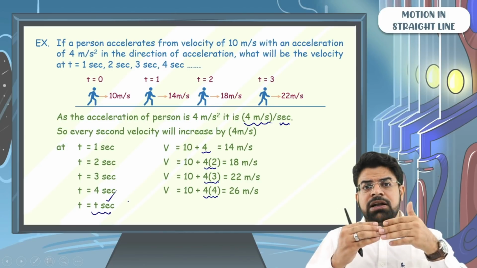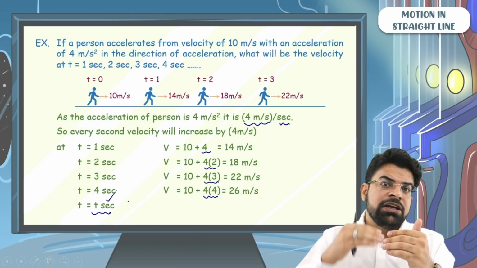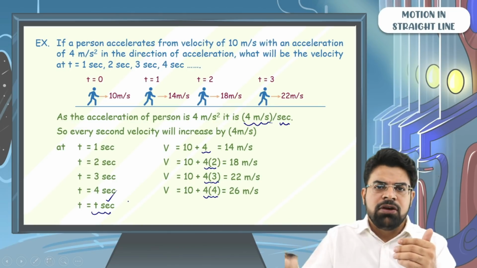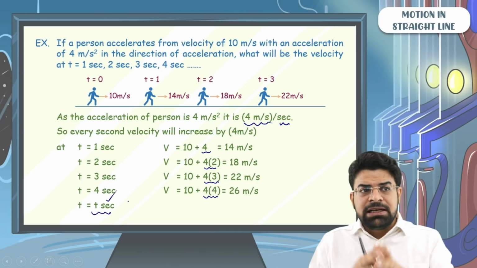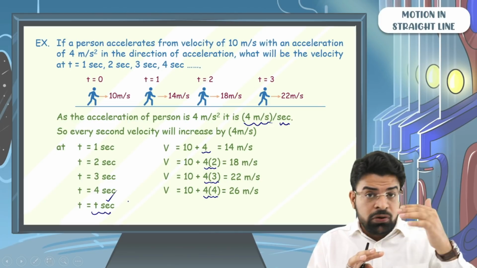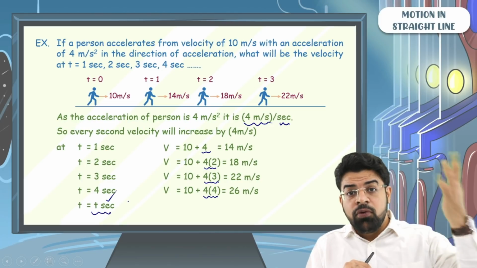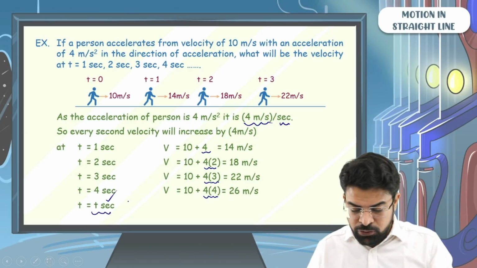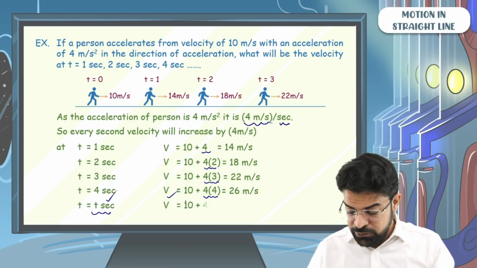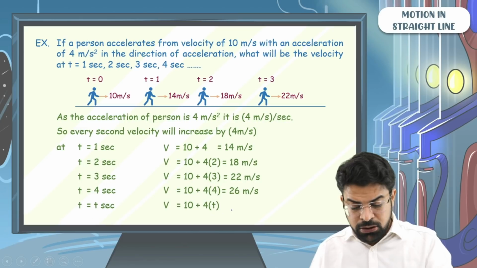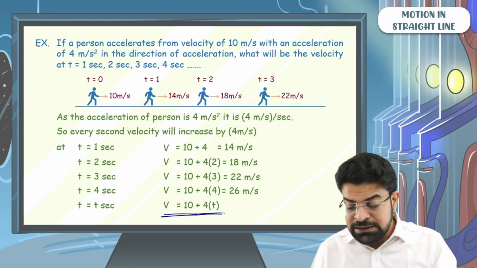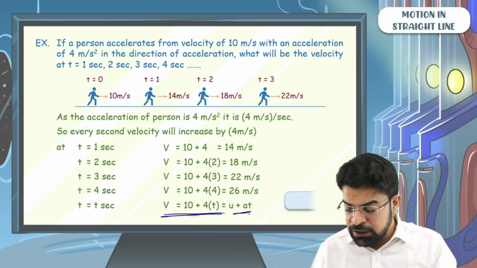So if in time frame t the velocity increases by 4t, what will be the final velocity? You will say, sir, it increases by 4t. It was already 10. It increased by 4t. So the final value has to be the initial value 10 plus 4t. Now what you see right here is nothing but u plus at.